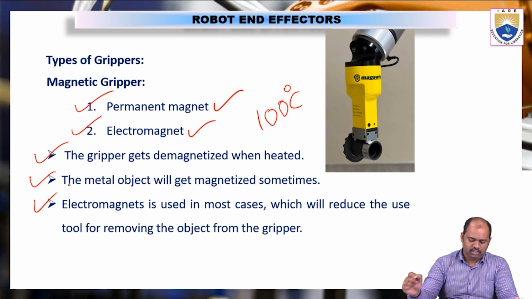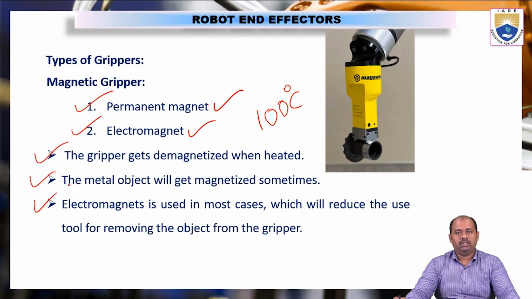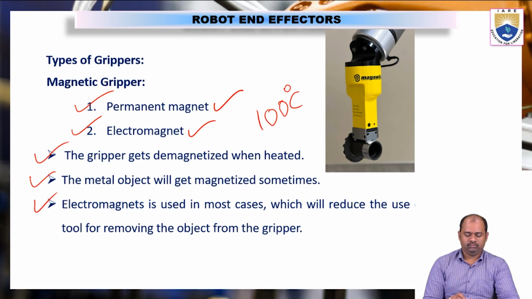And the third point is that electromagnets are used in most cases, which will reduce the need for a separate tool for removing the object from the gripper. We need a separate tool to remove the objects from a magnetic gripper where we are using a permanent magnet. So in order to avoid the usage of a separate tool for removing the magnetized part from the gripper, we will simply use an electromagnet.